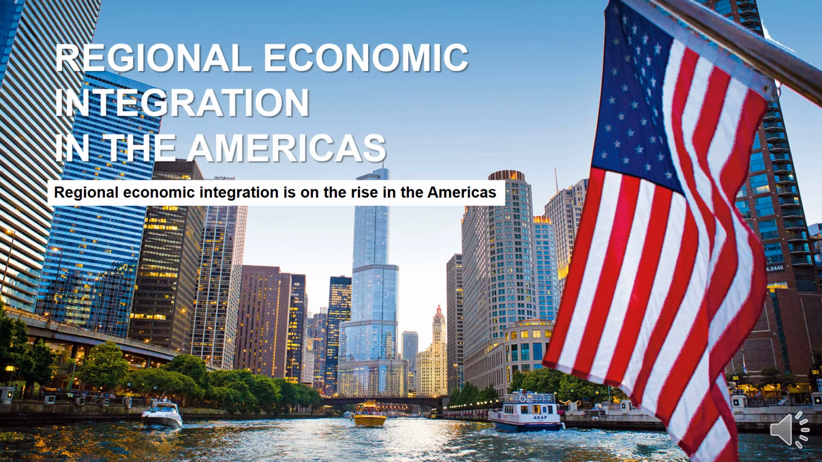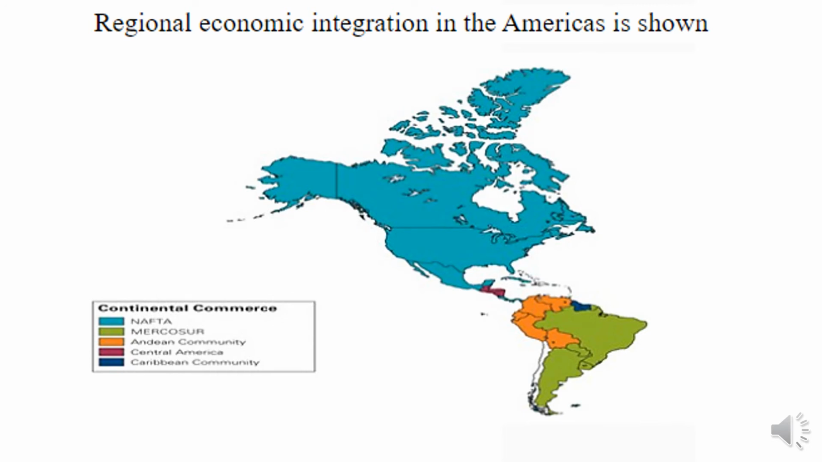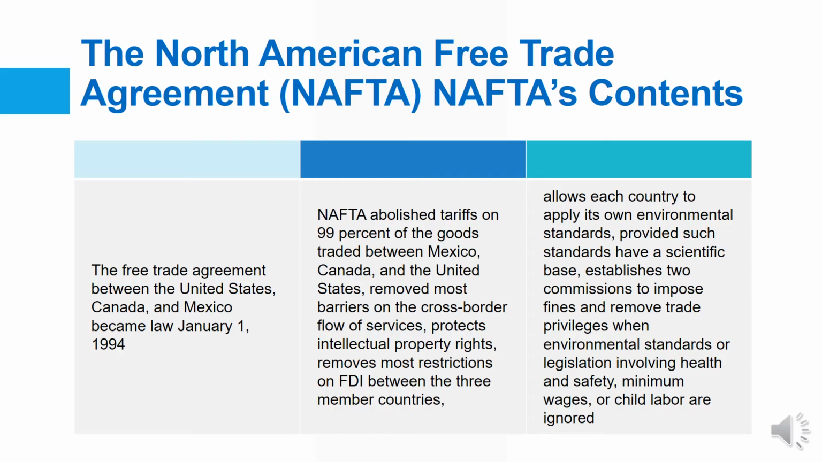Okay, now we move to talk about regional economic integration in the Americas. Regional economic integration is on the rise in the Americas. It shows that we have NAFTA, Mercosur, the Andean Community, Central America, and the Caribbean Community. The North American Free Trade Agreement (NAFTA) contains the free trade agreements between the United States, Canada, and Mexico.